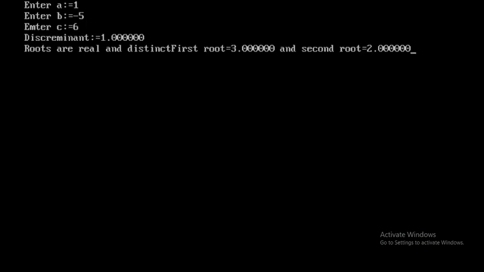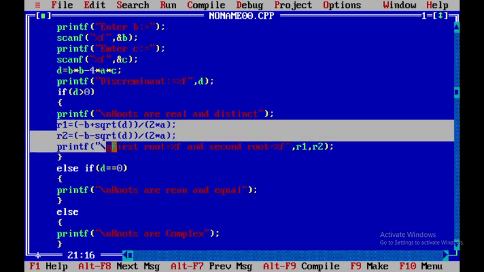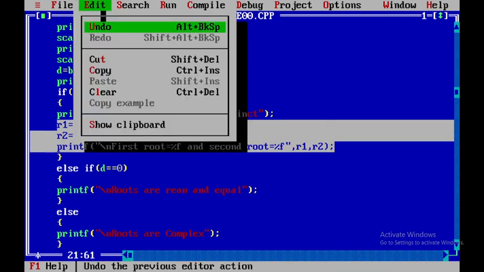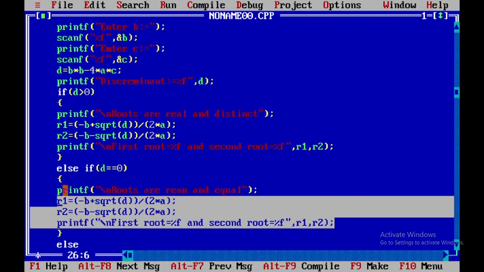Now if you run here, say a is 1, b is -5, and c is 6, the roots are real and distinct. First root is 2, second root is 3, but we want to write a new line here. Correct, our program is correct. And now we are going to write the same for real and equal. So I am going to copy this, paste this, and then change here.